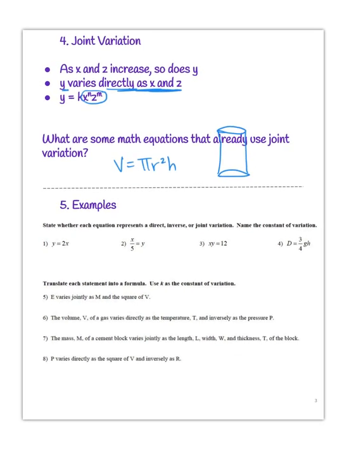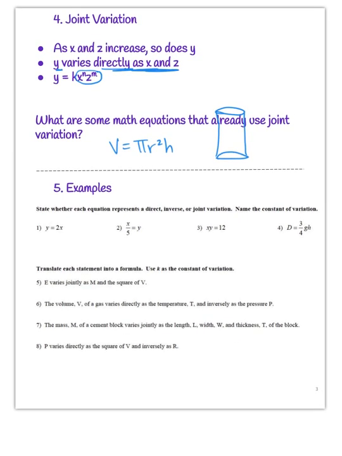All right, so let's see which equation represents direct, inverse, or joint. So for this first one, we see that it's in the form y equals k times x to the n. So this is just going to be direct.